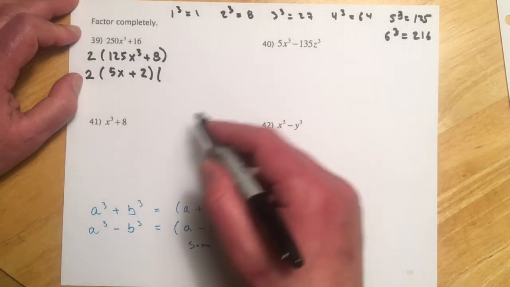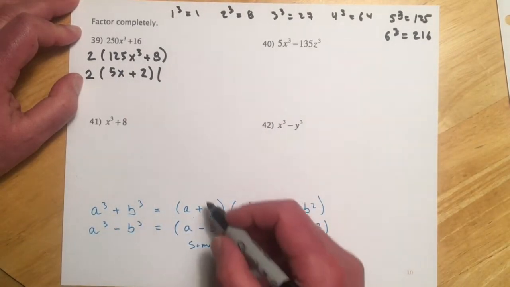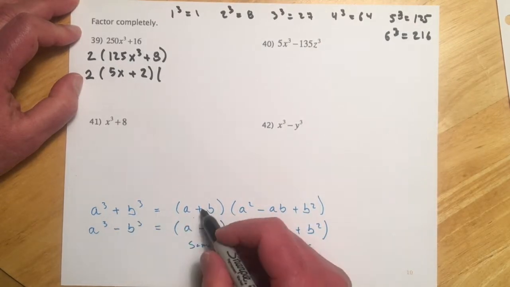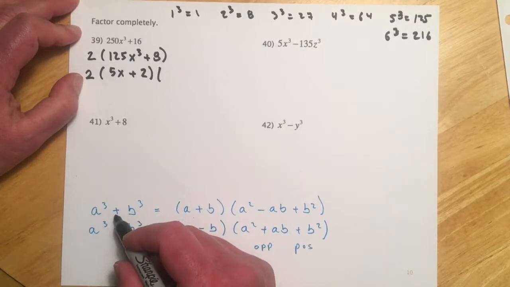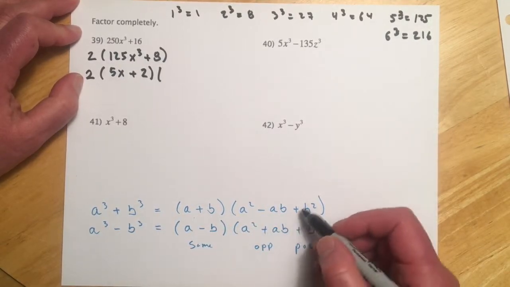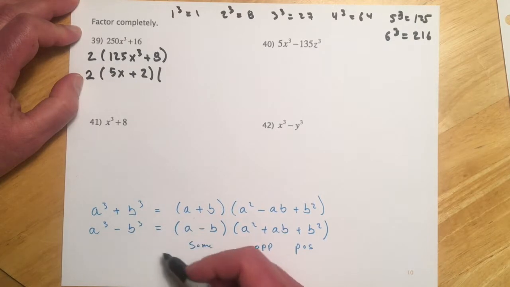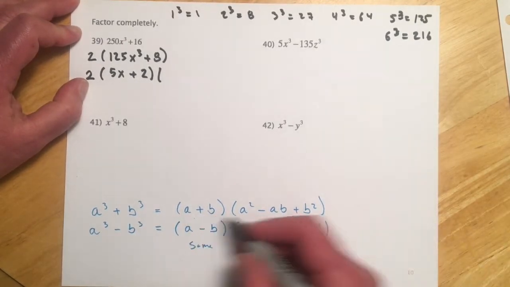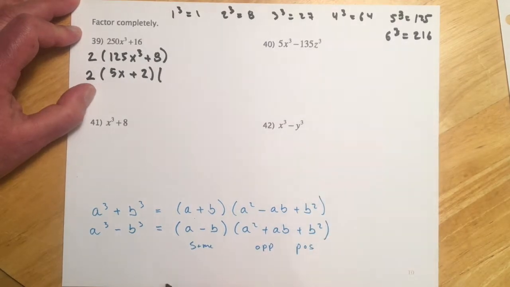That part I can remember as a pattern, but I had a hard time remembering the signs. I noticed that the first sign is always the same as whatever we're starting with. The second sign is always opposite, and the third sign is always positive. That works for both formulas. So if you remember same, opposite, positive, that will help you remember the signs for the formulas.